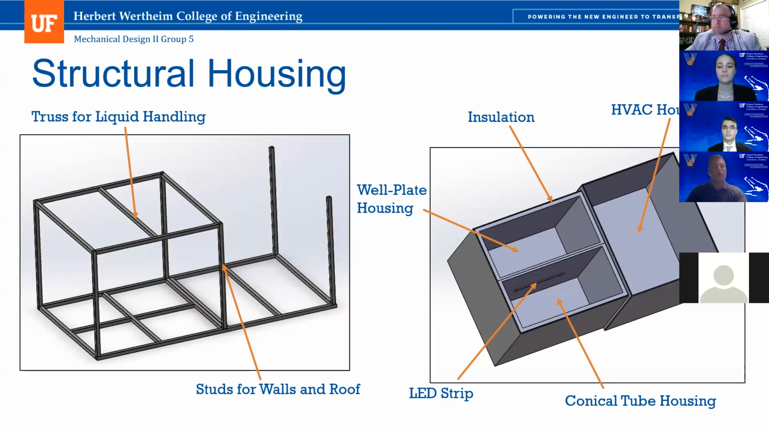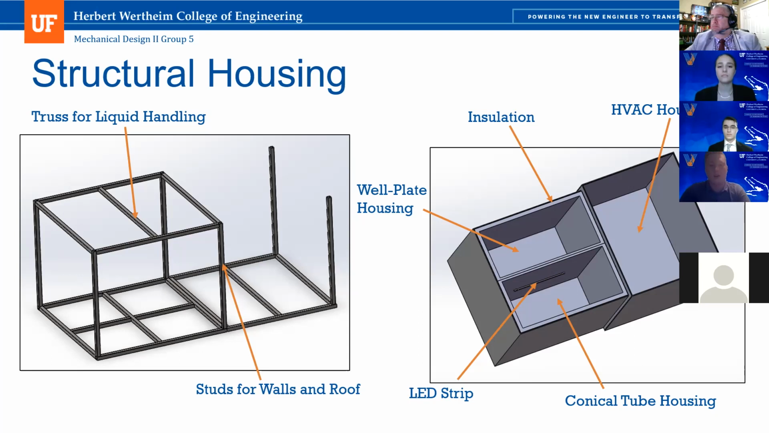The main components of the structural frame are made up of 304 stainless steel rectangular tubing. We picked 304 stainless steel primarily because of its good heat resistance and corrosion resistance. That's also why it's most commonly used in lab equipment in general. The studs are used to support the walls and the roof of the microbioreactor. And then we've got this truss along the top that's used to support the liquid handling systems that move back and forth across the well plates and the conical tubes.